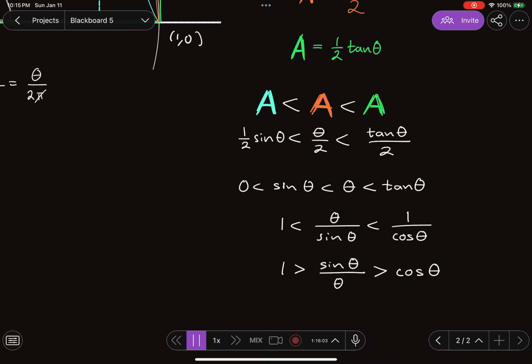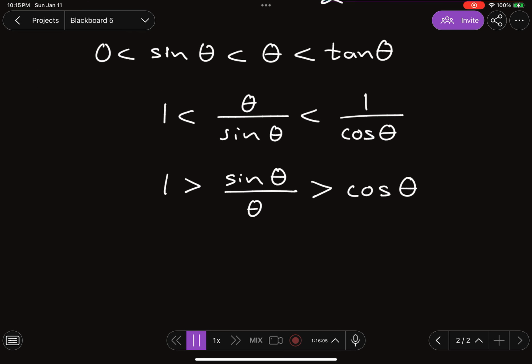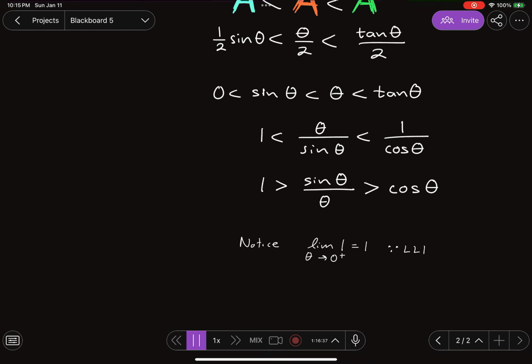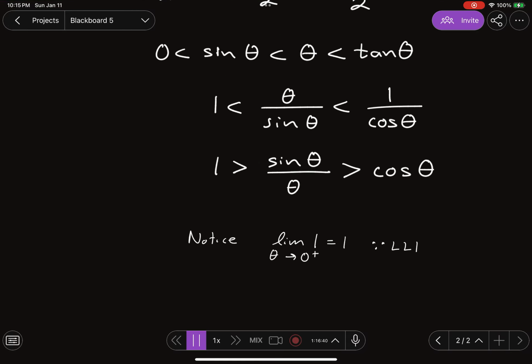Oh, look, this looks like perfect squeeze theorem territory. Indeed, notice that the limit as theta approaches 0 of 1 is equal to 1. That's the first limit law. Now this guy, as theta approaches 0, that's equal to 1. Oh, sorry, theta approaches 0 from the right, all right? Because theta is positive. Our theta measure was positive. That's important. And that's how I know that sine of theta is also positive.